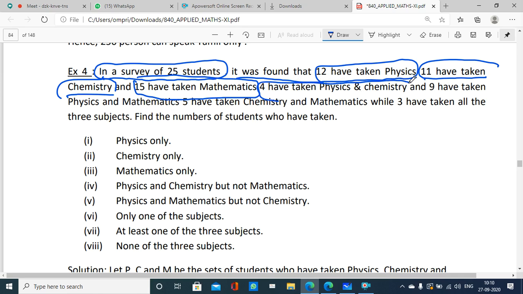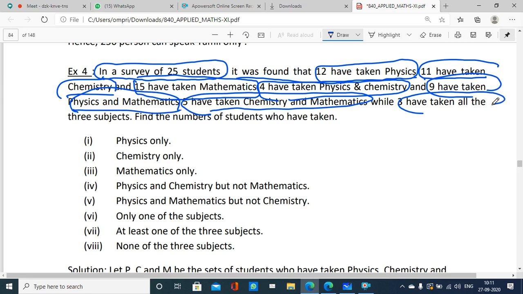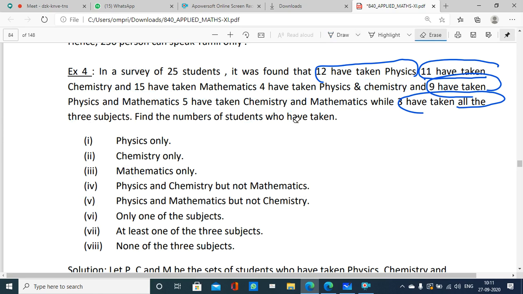4 have taken physics and chemistry. 9 have taken physics and mathematics. 5 have taken chemistry and mathematics. 3 have taken all 3 subjects. The question is to find the number of students who have taken physics only, chemistry only, mathematics only, physics and chemistry but not mathematics, physics and mathematics but not chemistry, and so on. So let's do it.